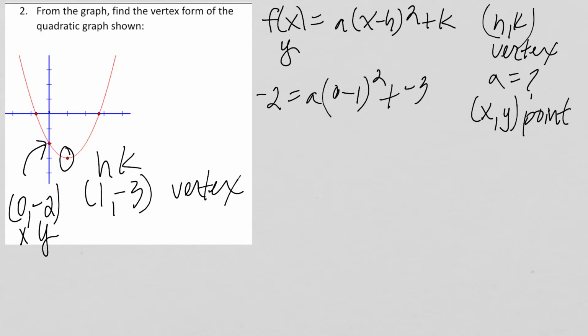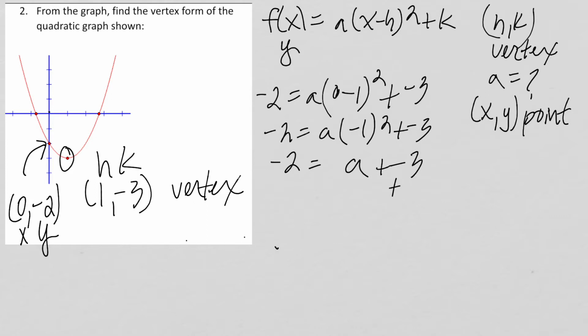Let's work out the inside here. So I got this to be negative 1 squared plus negative 3. That makes it positive 1a, or just a, plus a negative 3. Let's add the 3 over. So my a is 1.